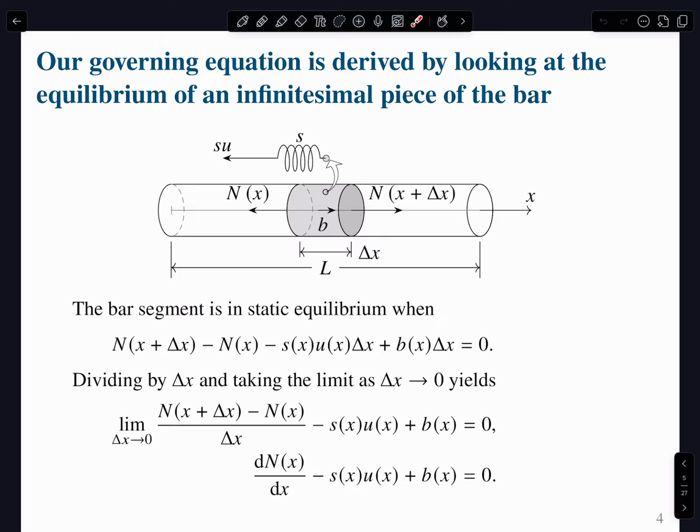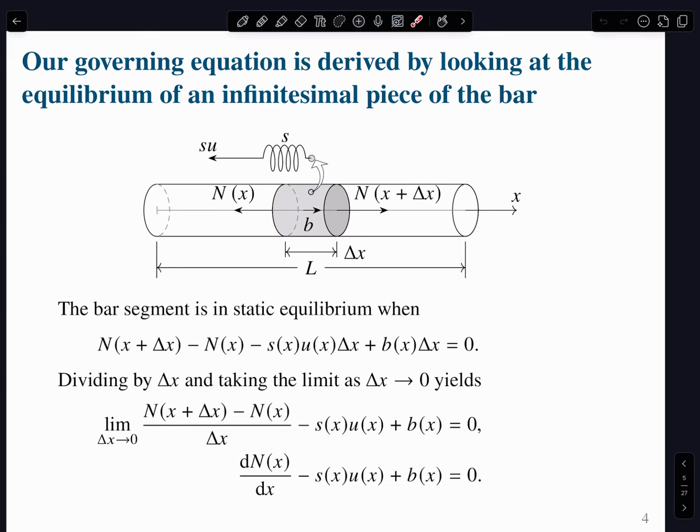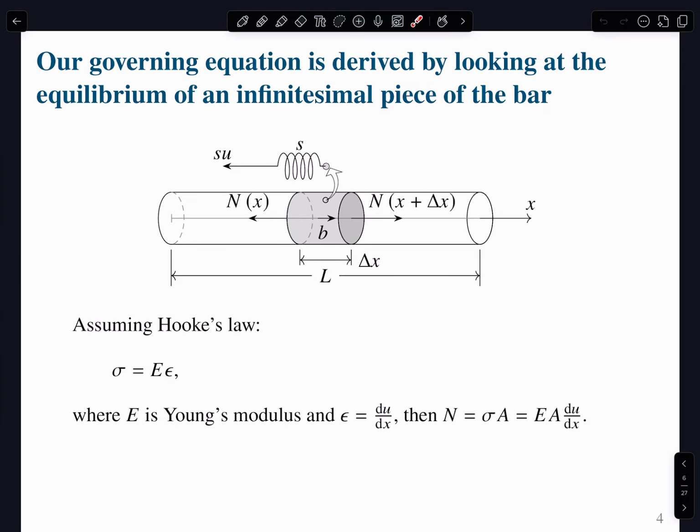Of course, we need to understand what is that value of n, right? So what is the actual force? And so we are going to rely on Hooke's law. So this course is going to keep everything linear. And so now we have a direct relationship. There is a linear relationship between stress sigma and strain epsilon, right? And that is Hooke's law.